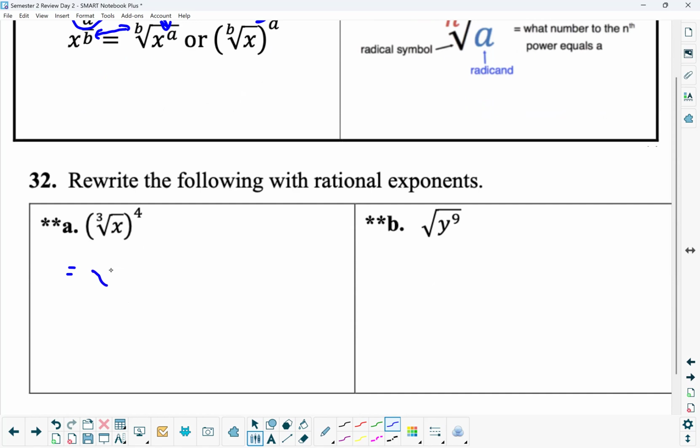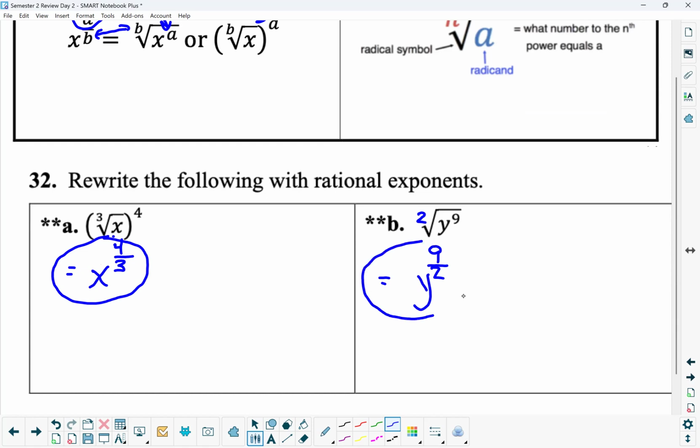So let's see, x, 4 is the power, it goes in the numerator. 3 is the index, it goes in the denominator. Can I reduce 4/3? No. There's my answer. The square root of y to the 9th. Remember, square root, even though it's not written there, it's like there's a 2. So the 9 is the exponent, it goes in the numerator. The 2 goes in the denominator. Is there a number other than 1 that evenly divides into 9 and 2? No. So that is as simplified as that one gets.